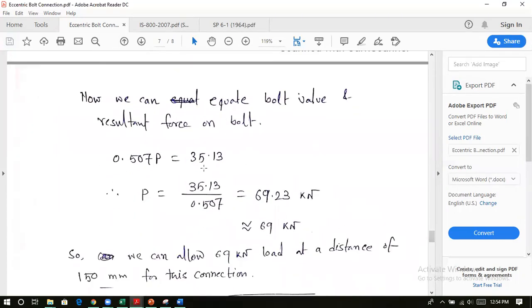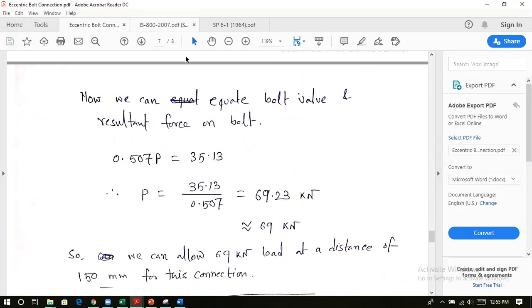Similarly, the bolt value earlier we have found out as 35.13, and the critical bolt is experiencing a force of 0.5074 P. So by this equation we can simply find the amount of safe load, that is coming out to 69.23, approximately we can say 69 kilonewton.